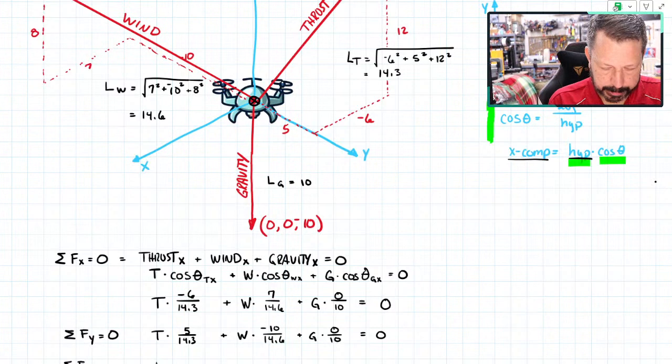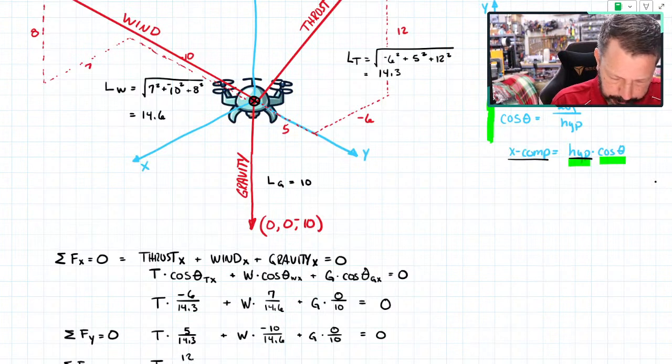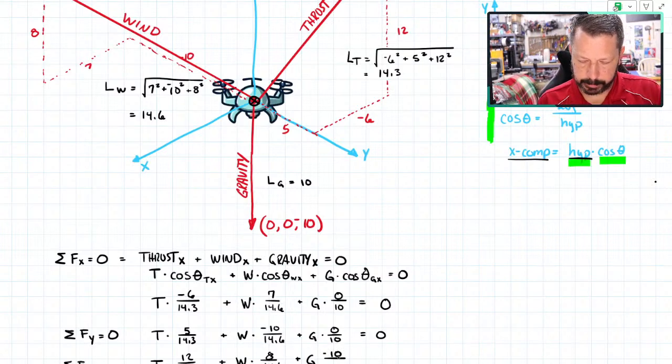And then z is, again, we have to have T in the first spot. The thrust has a 12 for a z component. W has an 8. And G has a -10 over 10.